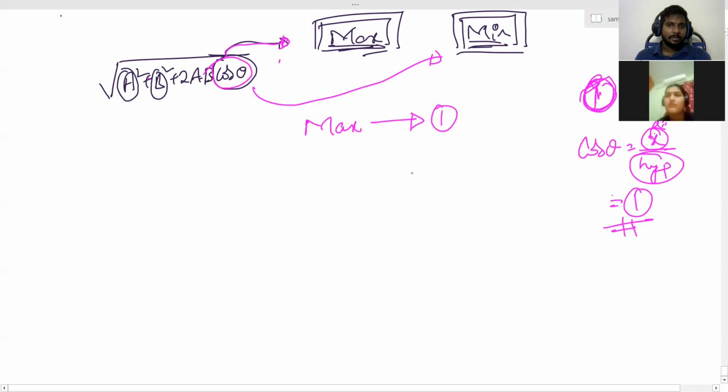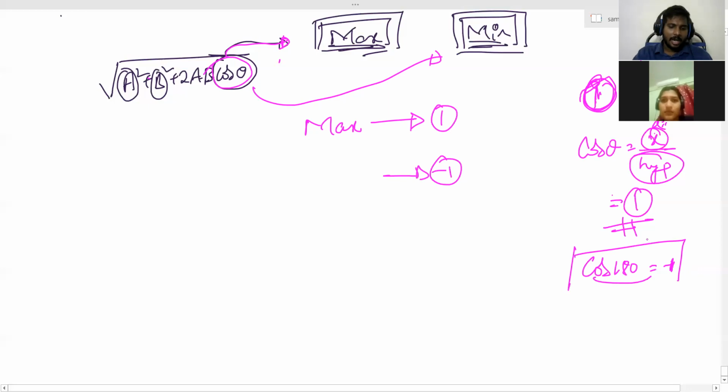Cos theta minimum value will be minus 1. That is, cos 180 will be minus 1. I'll give you angles if you haven't had these angles. Till 90 I have learned, so cos 180 will be minus 1. So minimum value is minus 1. So substitute here, what will we have? Root over a square plus b square plus 2ab into cos theta, where cos theta is 1.